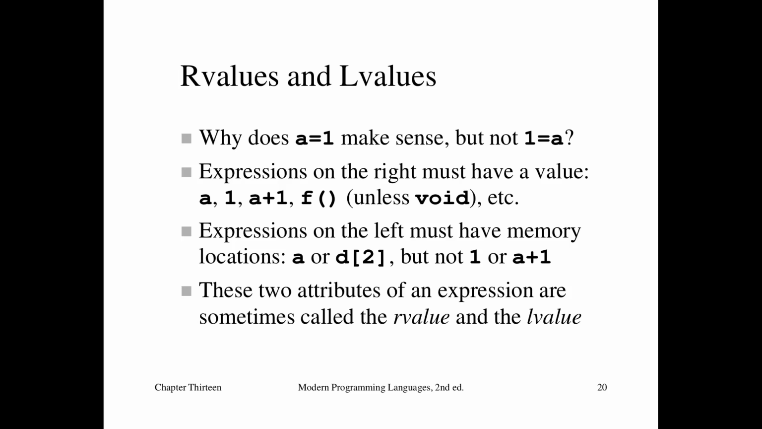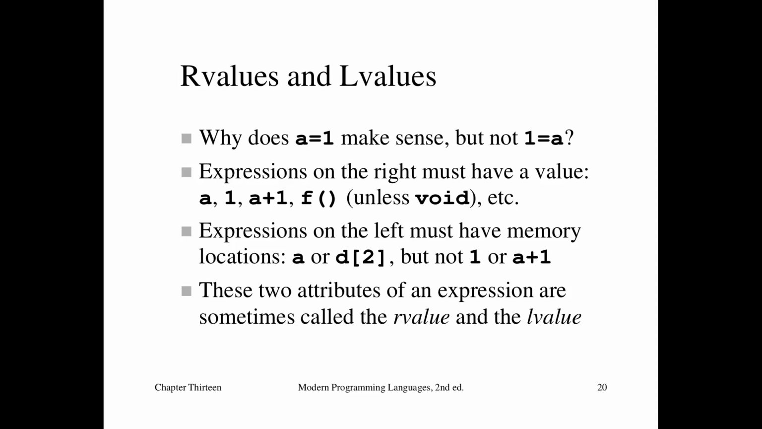So this gets us to what we call R values versus L values. This is a little more theoretical, what's going on, right? So why does A equals 1 make sense but not 1 equals A? Well, the first one is telling us that we're assigning the value of 1 to A, where 1 is a constant and A is a variable. On the other hand, 1 equals A is trying to assign some variable to a constant. Doesn't seem to make much sense.